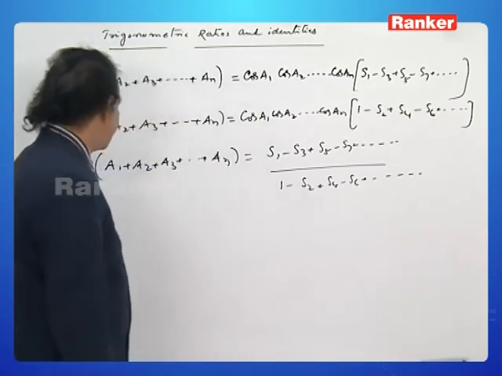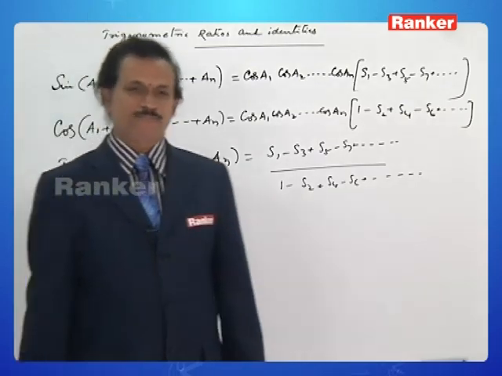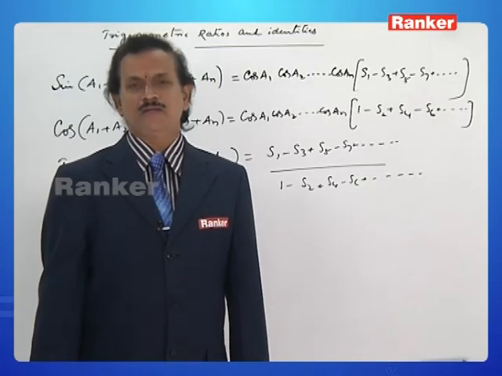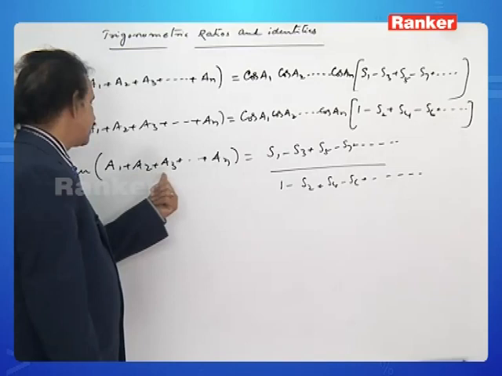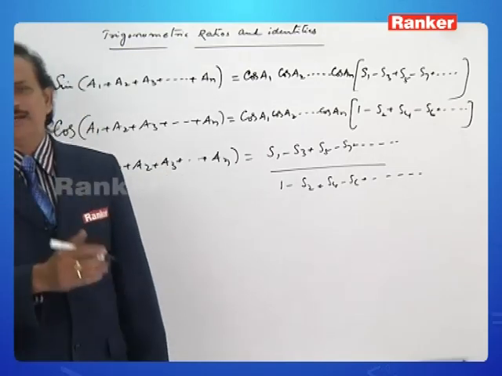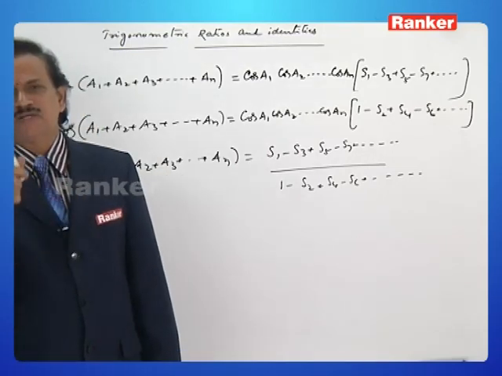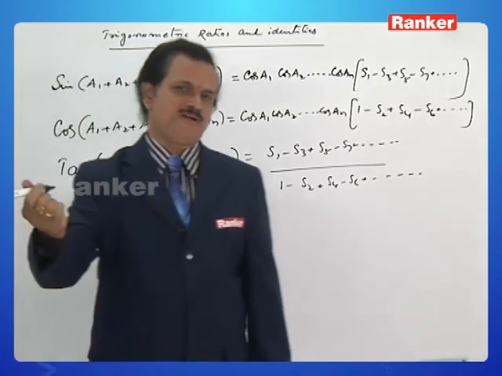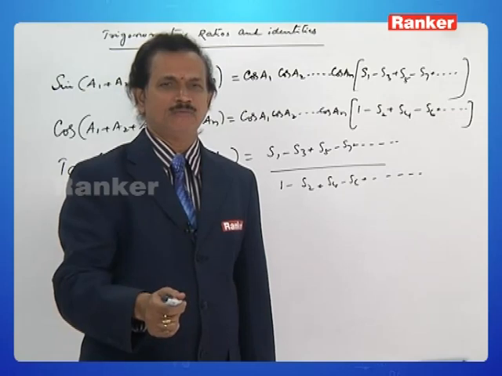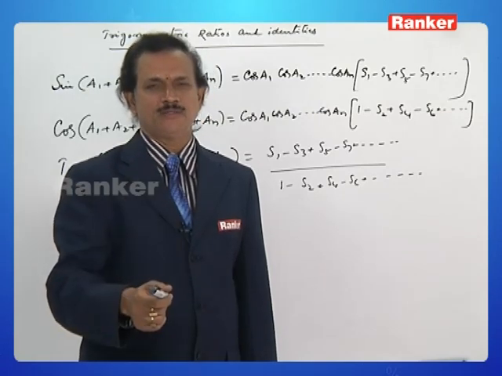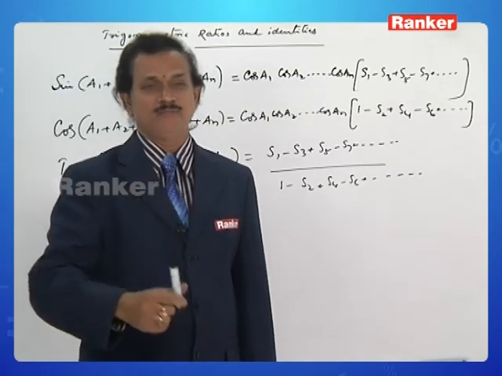Well, take n is equal to 3. If you take n is equal to 3, what will be LHS? Tan of A1 plus A2 plus A3. Tell me the formula. Tan A1 plus tan A2 plus tan A3 minus tan A1 tan A2 tan A3 by 1 minus tan A1 into tan A2 minus tan A2 into tan A3 minus tan A3 into tan A1.